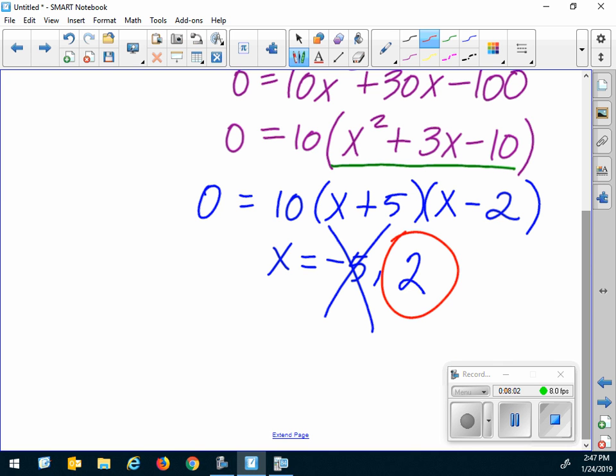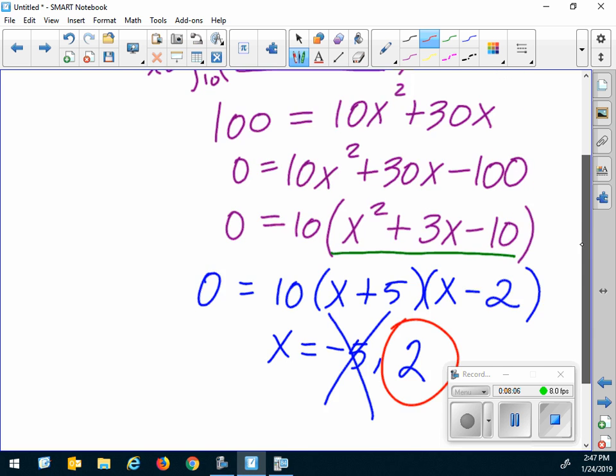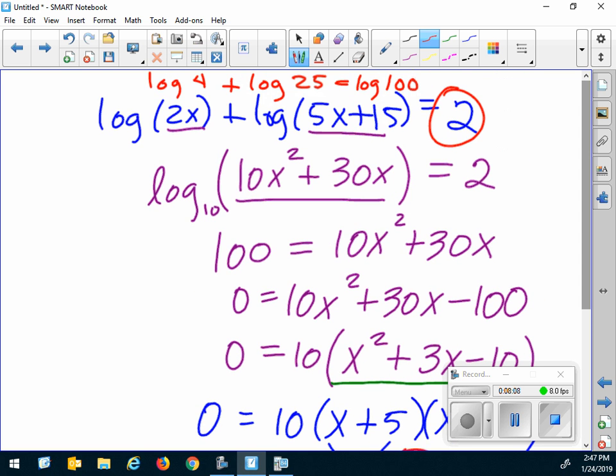We're going to practice. Where'd I lose you? There's never going to be a negative log. Right. The log of 100 means 10, that's the base, because you don't see one. 10 to what power is 100? 2. Okay.